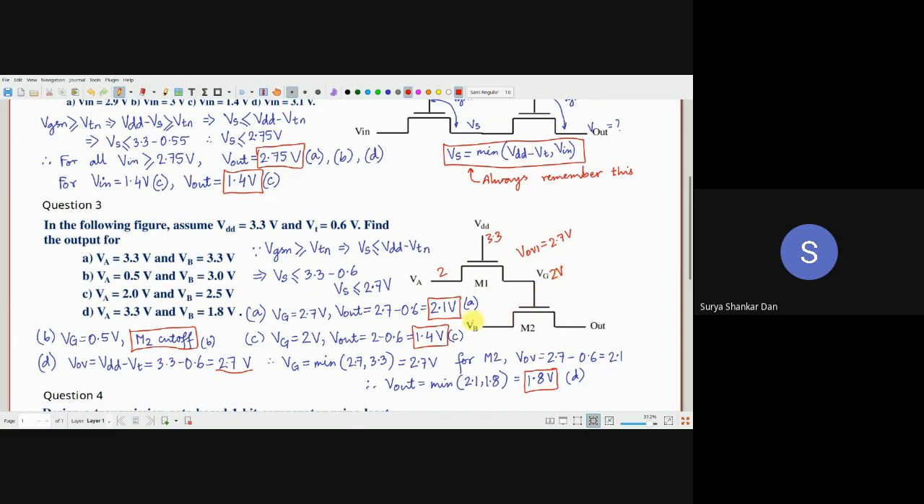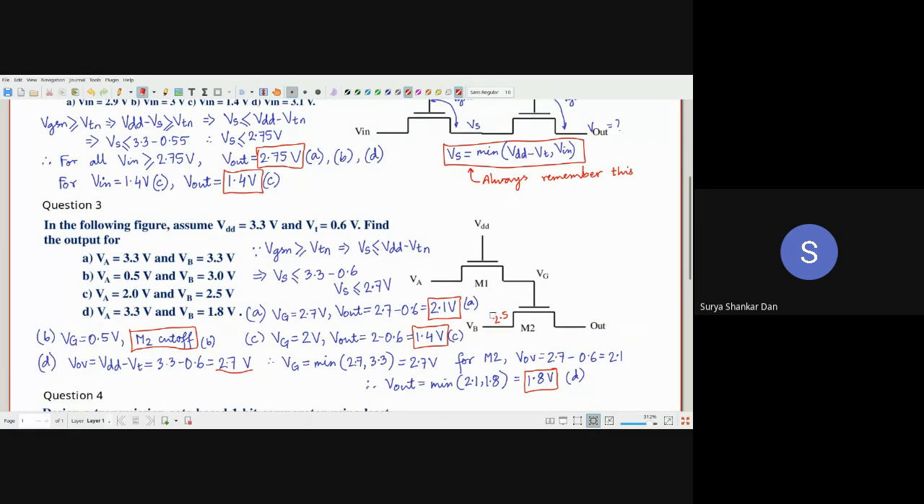ठीक है. अब what is the value of VB? 2.5. तो यहाँ पर VG, इसका अभी VOV क्या होगा? VOV2 will be VG minus 0.6, तो आपका यहाँ पर हो जाएगा 1.4 volts. So basically minimum of VB and VOV2 is how much? वही है. Okay, you can do it, I mean orally.